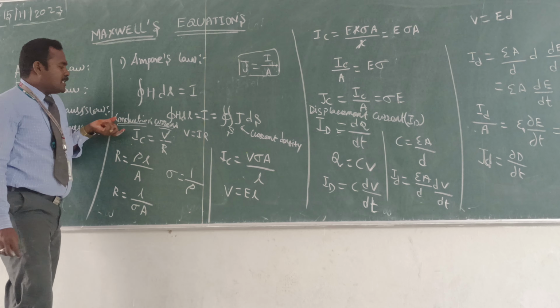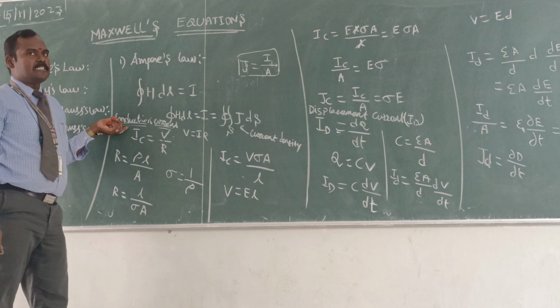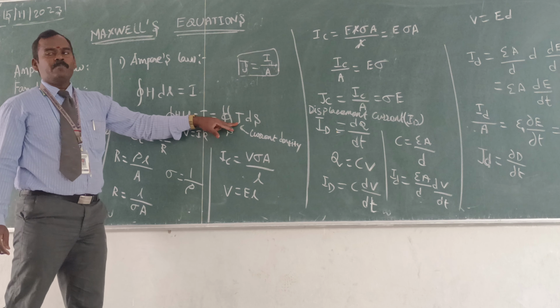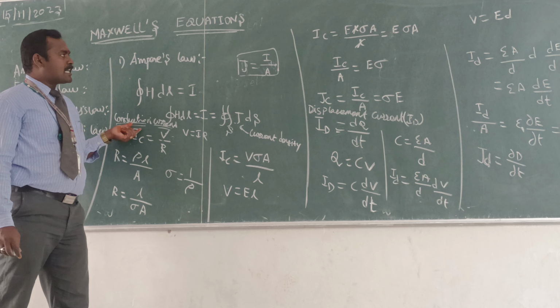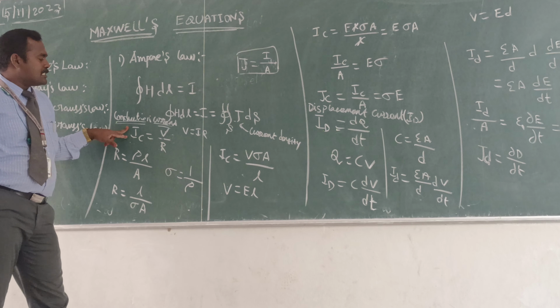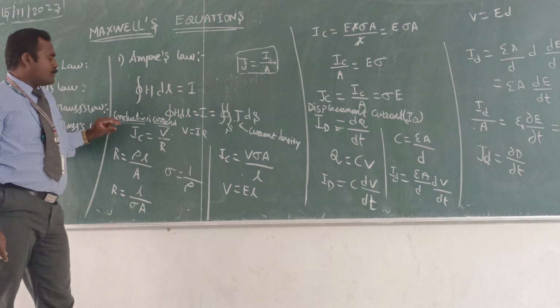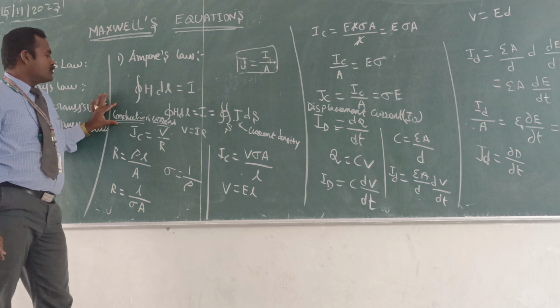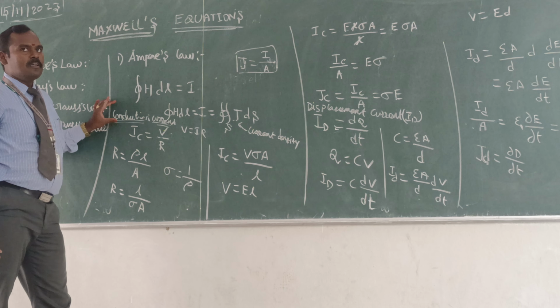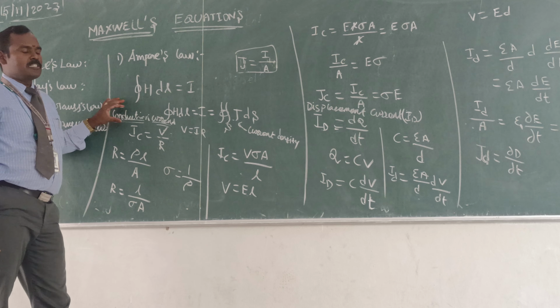So first you need to find the conduction current density, because here we consider the current in terms of current density. Since we have the conduction current and the displacement current, you need to find the current density of each case. So you can find the conduction current I_C, and from that you can find the conduction current density.